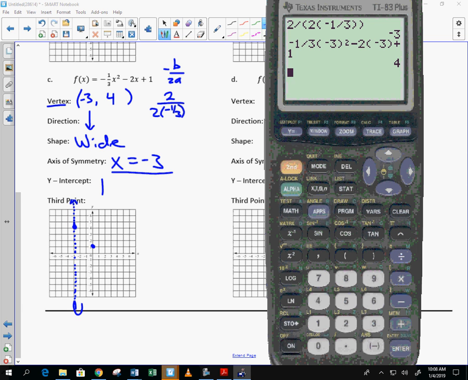How do I get the third point? Reflect this guy over, and it's going to come right over here. And so that's negative 6, positive 1.